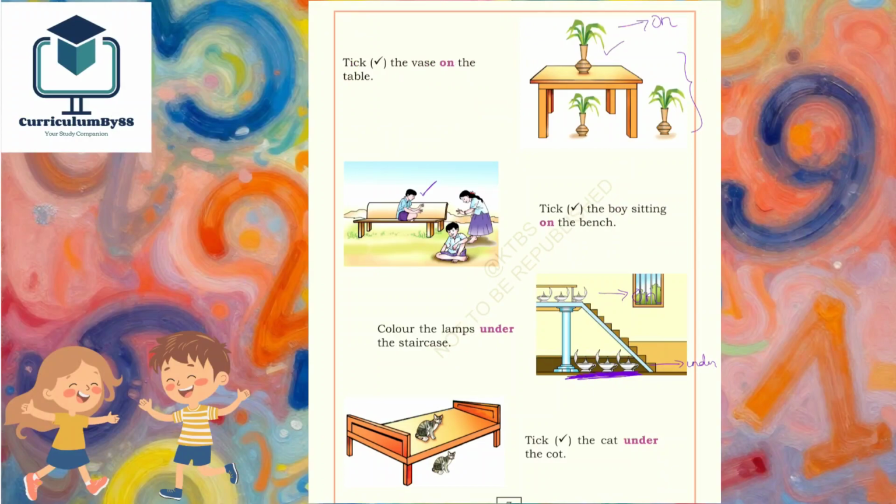Tick the cat under the cot. This is the cot and one cat is on the cot and other is under the cot. So we have to take the cat under the cot.